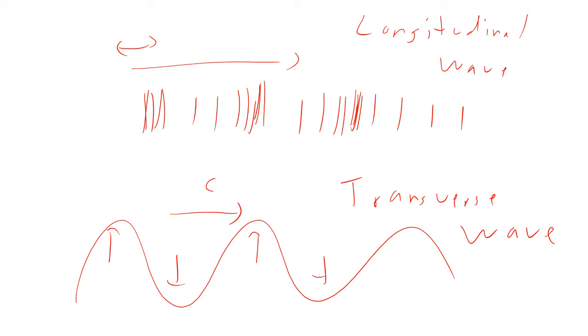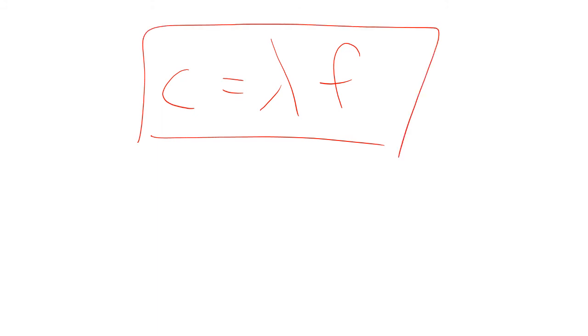Now, there are other kinds of waves out there, but these are the two main types we're going to be worrying about right here. And so they both can be described in the same fashion. But again, they both get down to this idea that the speed of the wave is equal to the wavelength times the frequency. That equation will actually hold for all kinds of waves.